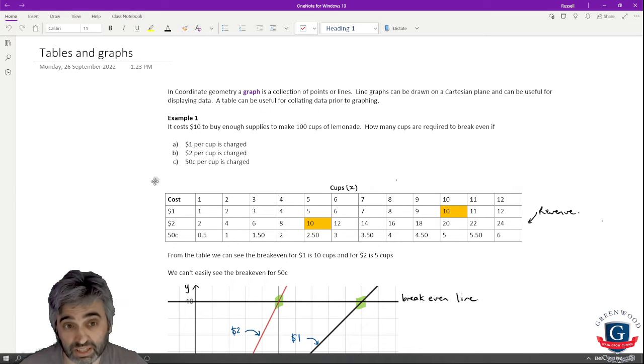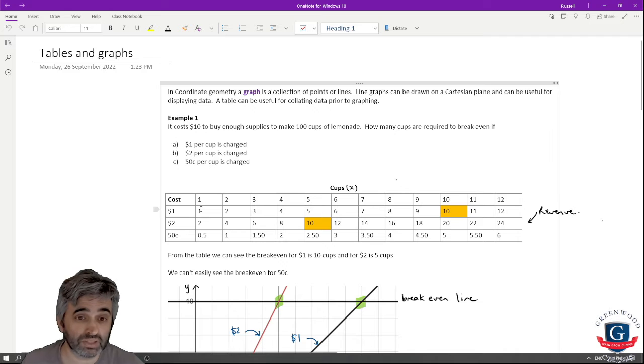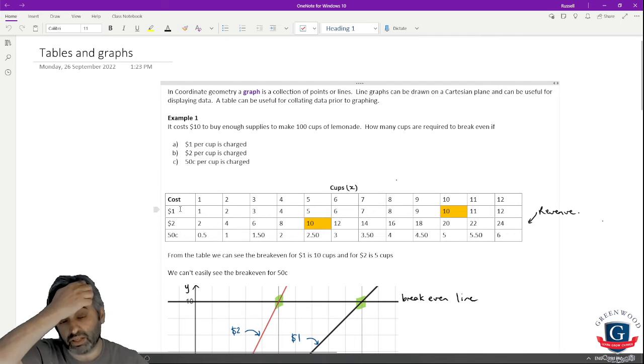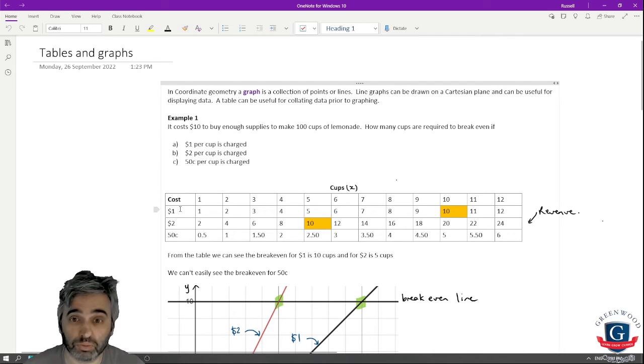The first example is a lemonade stand. We want to make up to 100 cups of lemonade, and it costs us $10 for all the materials to buy those 100 cups. We want to know how many cups are required to break even if we charge $1 per cup, $2 per cup, or 50 cents per cup. Now I've put that information into this table here. The information in here is the revenue, over here is the cost, and over here is the number of cups we make. Now anytime we make more than $10, we're making some profit. At $10 we're breaking even.